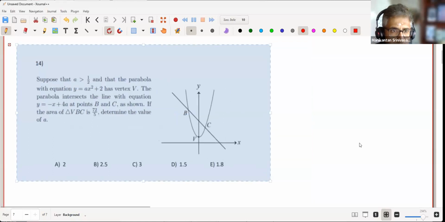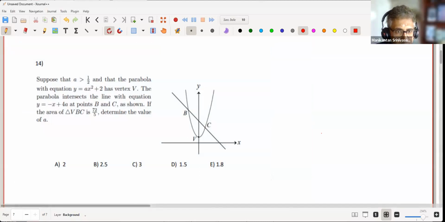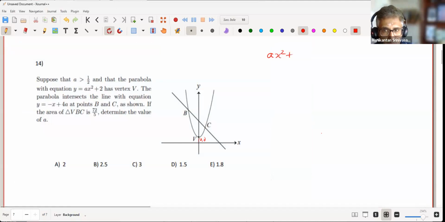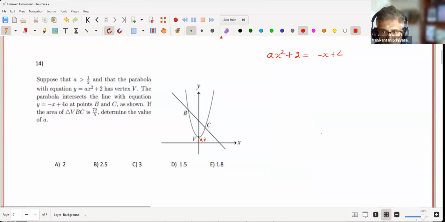Okay. What is this? Suppose A is greater than half and the parabola with ax square plus 2 has vertex V. The parabola intersects the line minus x plus 4a at B and C. Okay. So the area of triangle VBC. Okay. So what are the coordinates of V? V is 0, 2. And we have an intersection between the parabola, which is ax square plus 2, and the line, which is minus x plus 4a.